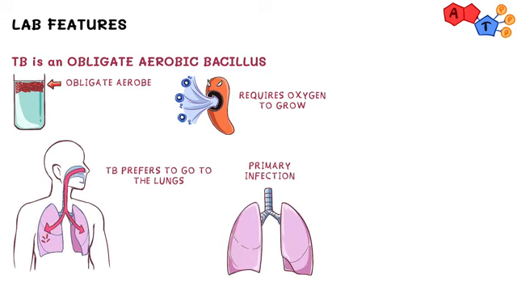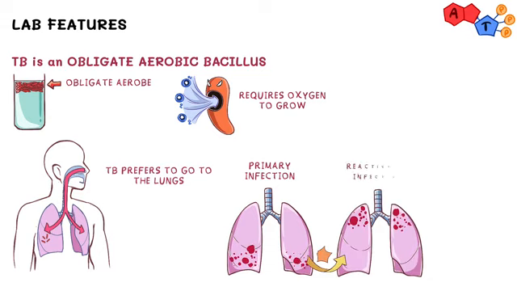Primary infection usually occurs in the lower or middle lobes of the lungs, while reactivated TB prefers the upper lobes, as it has a high V/Q ratio. V stands for ventilation and Q stands for perfusion. This means there's a lot of extra O2 and ventilation present, and that is perfect for bugs like TB.